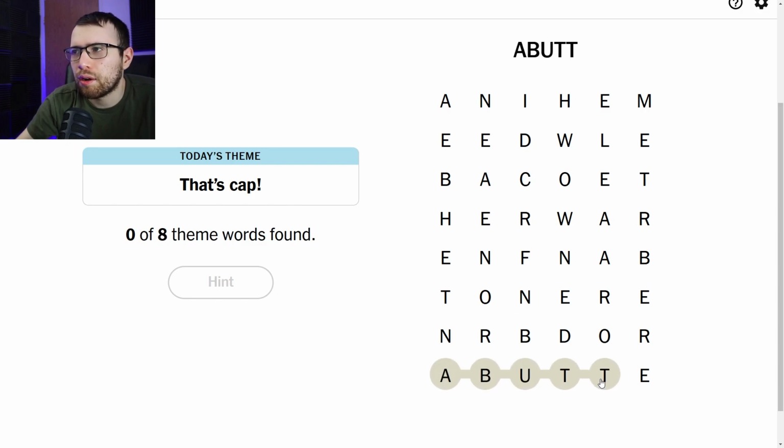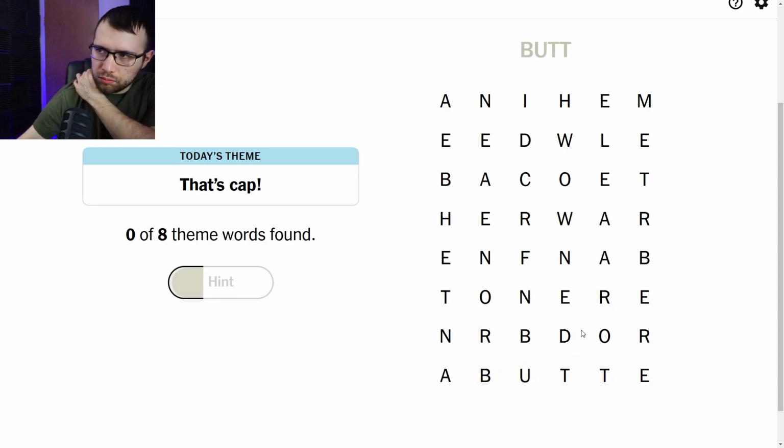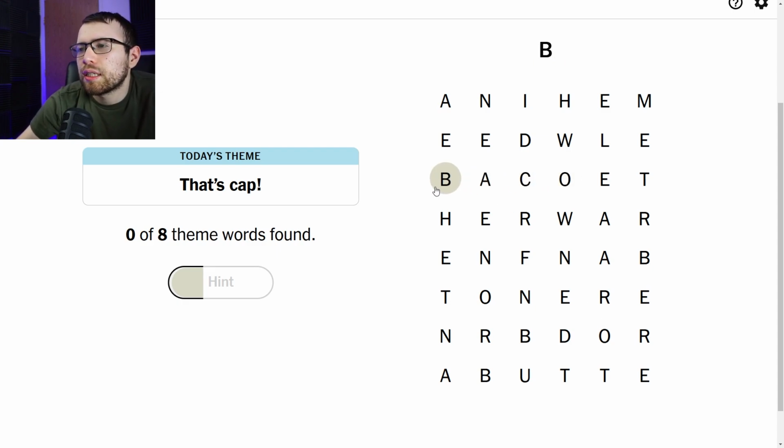Okay, so is it gonna be... there's a butt down here. Wait, how about just butt? No. Oh, we almost have bacon again. I said that in like the last one, I think, for no reason.